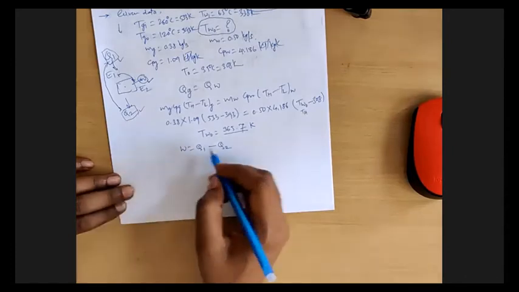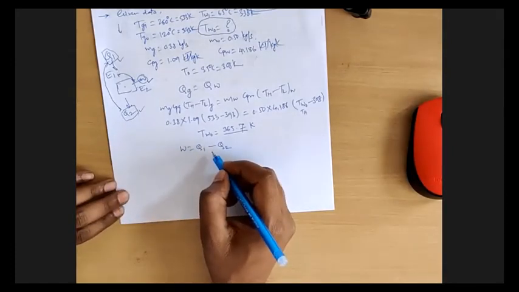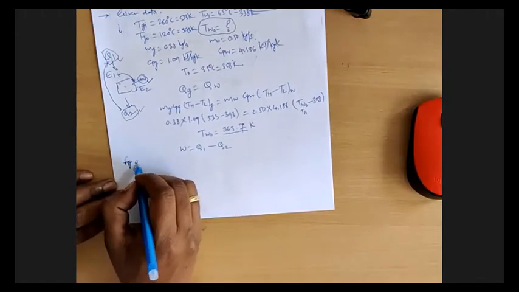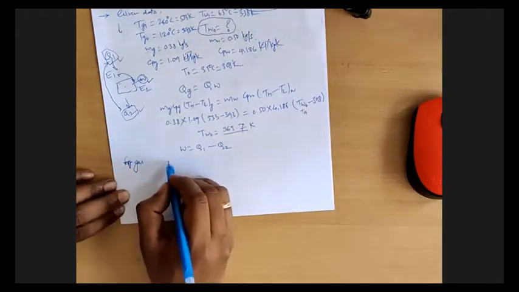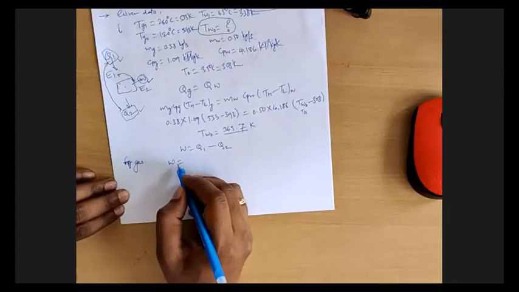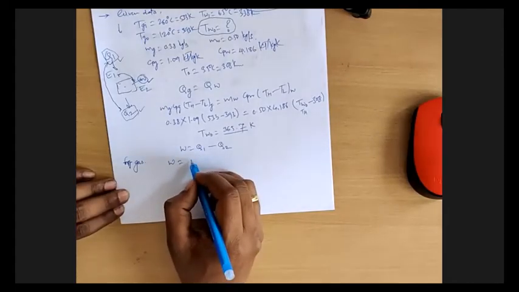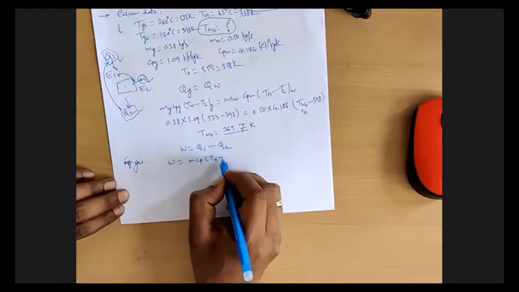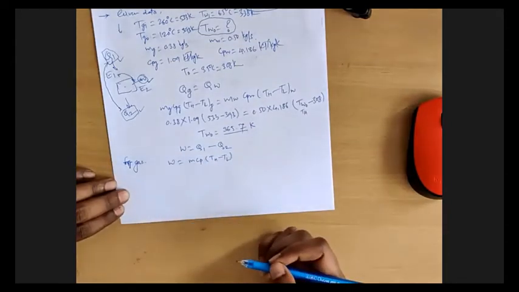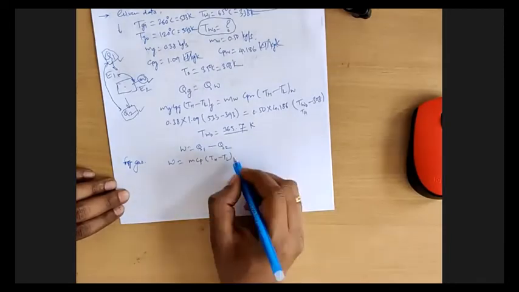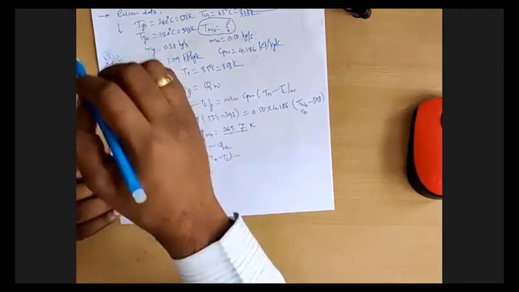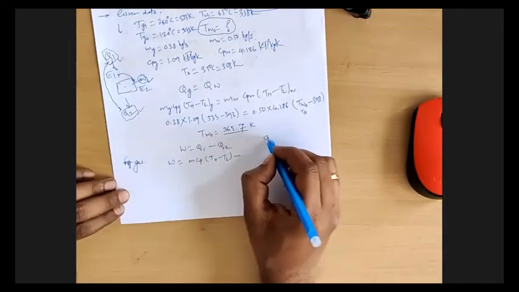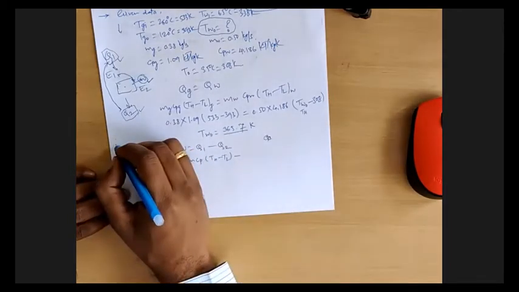So we need to calculate it for gas and water individually. So for gas, this W is equal to Q1, which is MCP, T higher minus T lower. That is the heat supply. And we know that Q2 can also be written as, let me write over here.